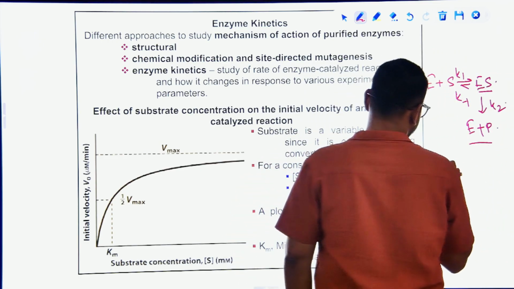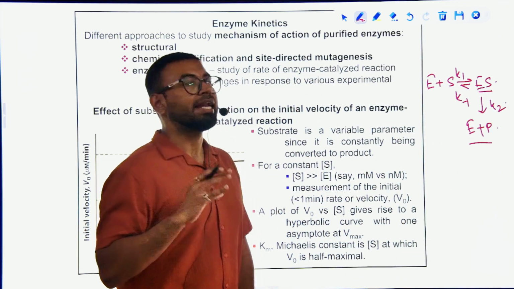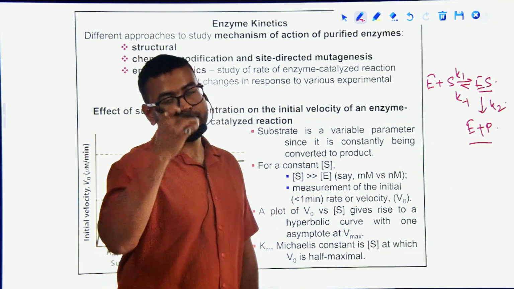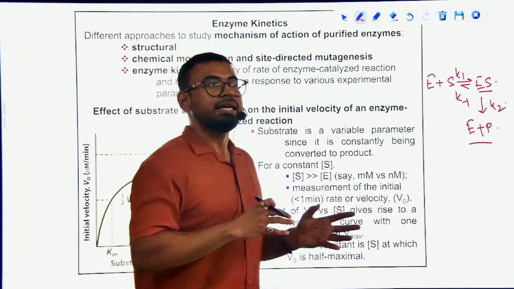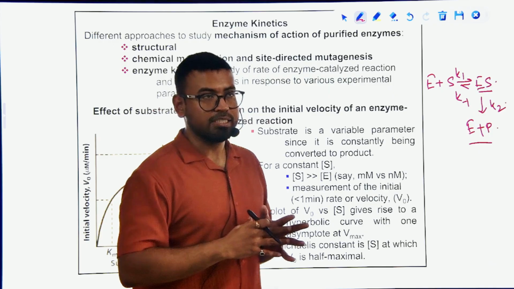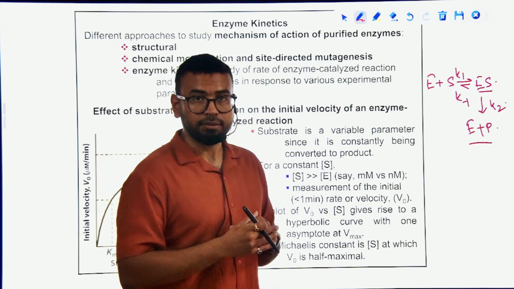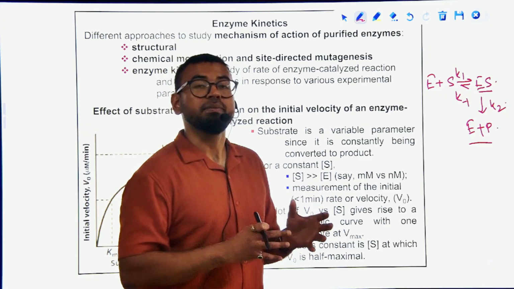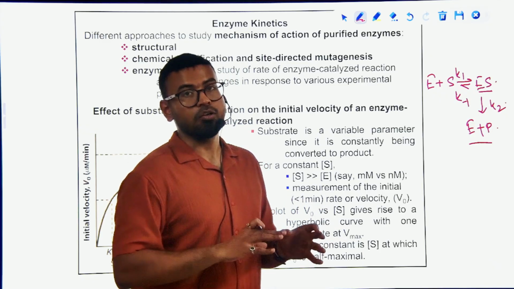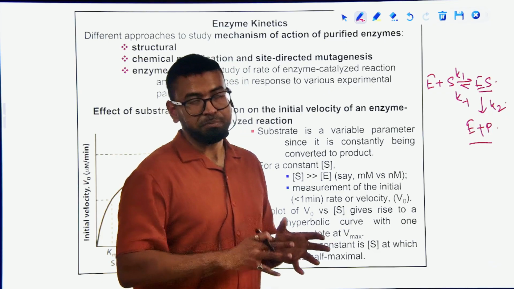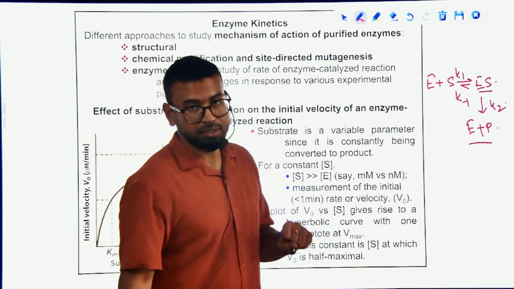In a normal scenario, initially the substrate concentration is high. But as the enzyme-substrate complex is formed and the substrate is converted into product, the substrate concentration will be lowered and product concentration will increase. So this is the normal scenario. That is why substrate concentration cannot remain constant for a prolonged period of time. This is not possible.